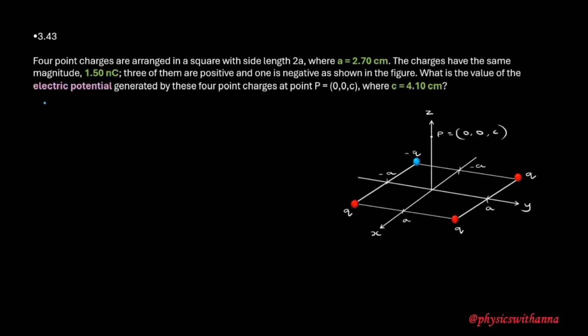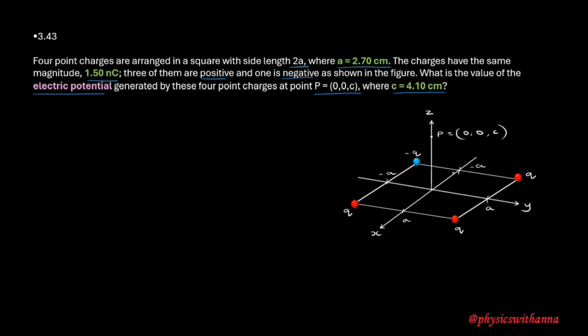Question 3.43. Four point charges are arranged in a square with side length 2a, where a equals 2.70 centimeter. The charges have the same magnitude, 1.50 nanocoulomb. Three of them are positive and one is negative, as shown in the figure. What is the value of the electric potential generated by these four point charges at point P equals (0, 0, c), where c equals 4.10 centimeter?